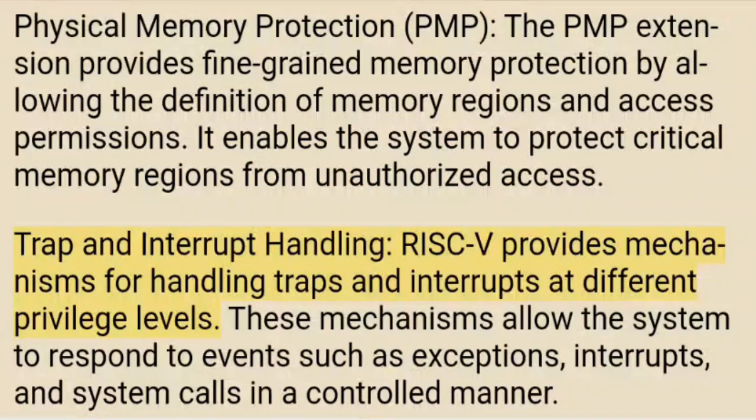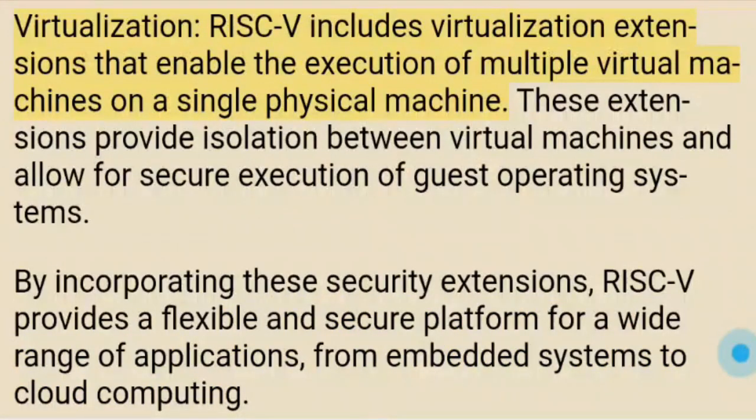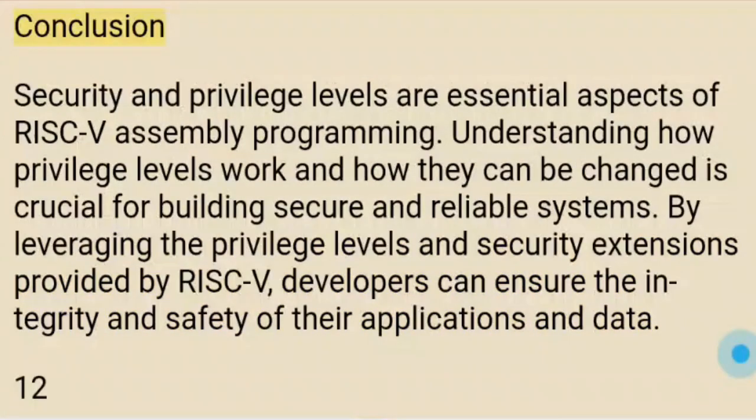Trap and interrupt handling. RISC-V provides mechanisms for handling traps and interrupts at different privilege levels. These mechanisms allow the system to respond to events such as exceptions, interrupts, and system calls in a controlled manner. Virtualization. RISC-V includes virtualization extensions that enable the execution of multiple virtual machines on a single physical machine. These extensions provide isolation between virtual machines and allow for secure execution of guest operating systems. By incorporating these security extensions, RISC-V provides a flexible and secure platform for a wide range of applications, from embedded systems to cloud computing.